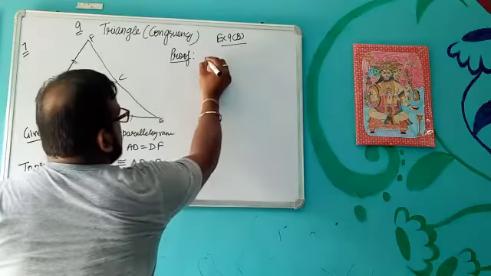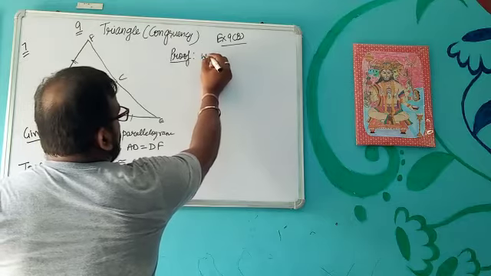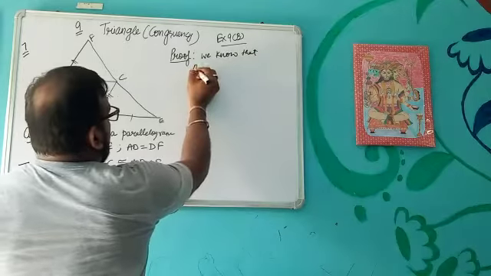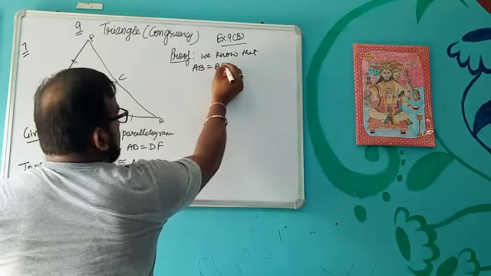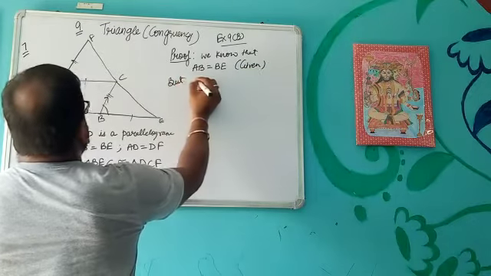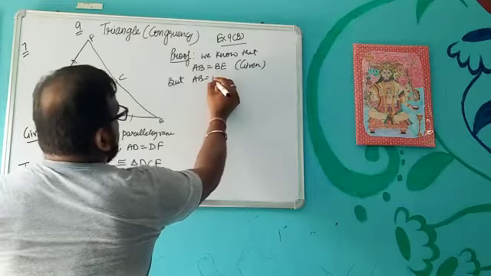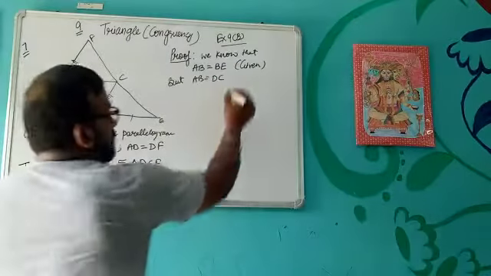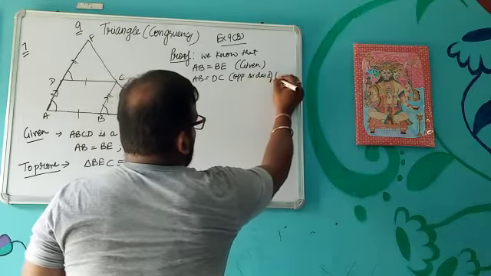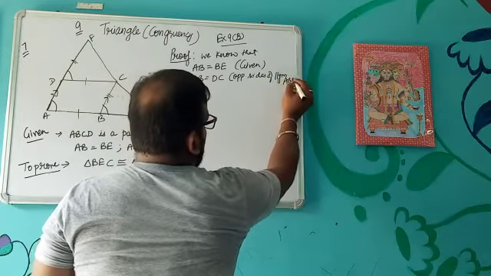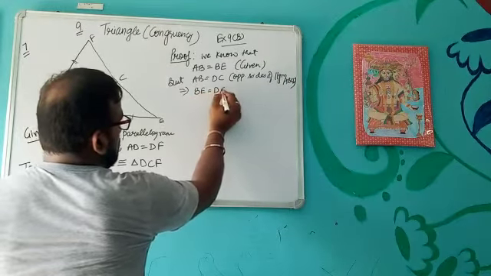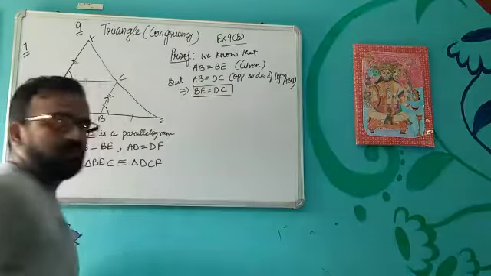How we will write? First, we know that AB equal to BE. It is given, but AB equal to DC. Why? Opposite sides of parallelogram ABCD. So we can say that BE equal to DC. This is one of the results that we will use.